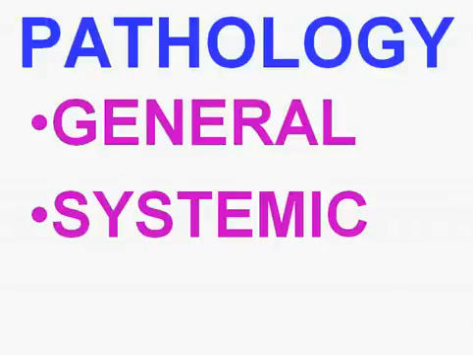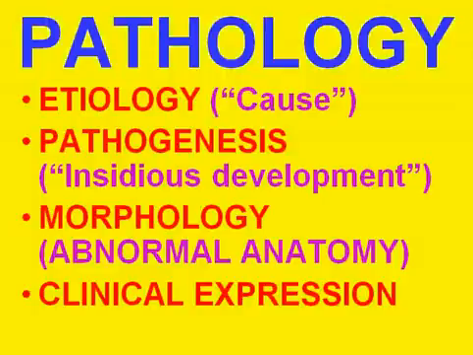Let's talk about the four things that are present for every disease. If you don't have these four things, you don't have a disease. You may have a syndrome or an observation or this or that. But in order for something to be a bona fide disease, it has to have four things.